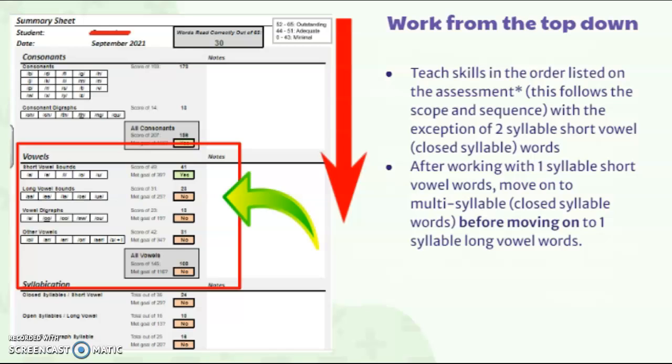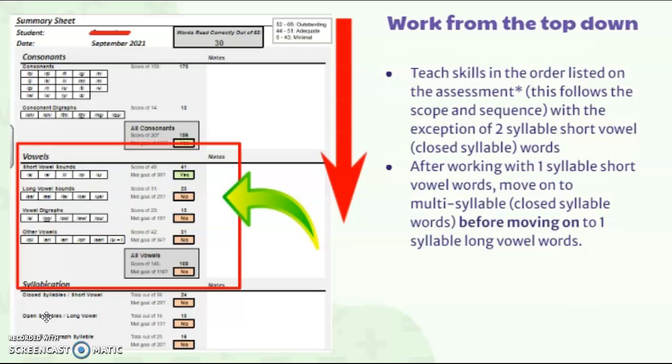A few words about how to use the assessment to find instructional materials. Work from the top down. The skills listed in the order here actually follow the table of contents and scope and sequence of the phonics activities. So you would make sure that students know their consonants first, including digraphs, then their vowels, and then you get into syllable rules. There's one exception, however.